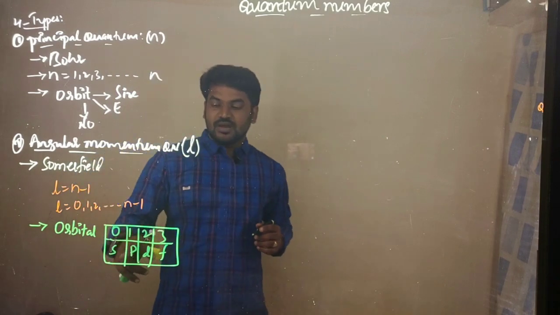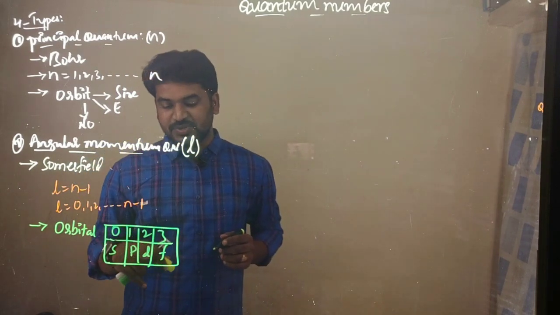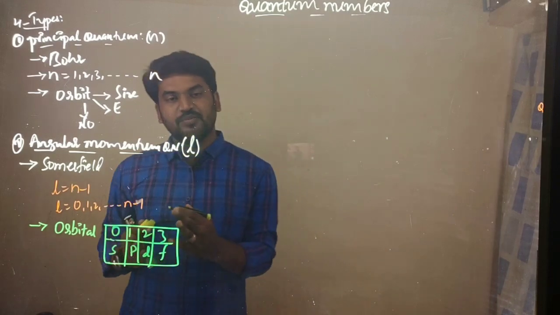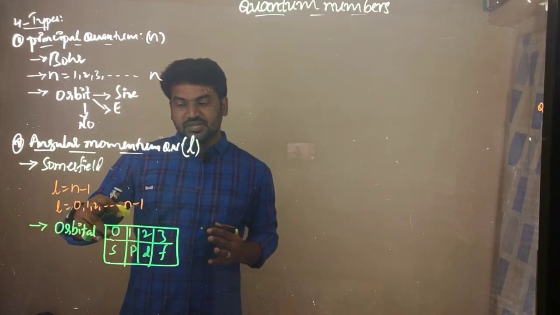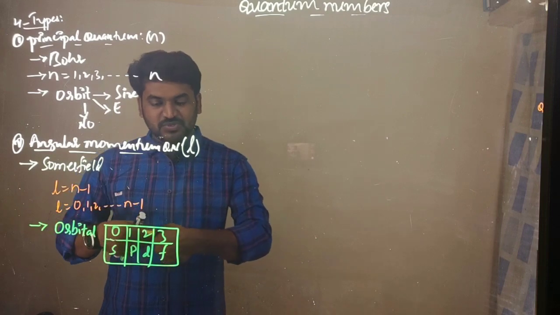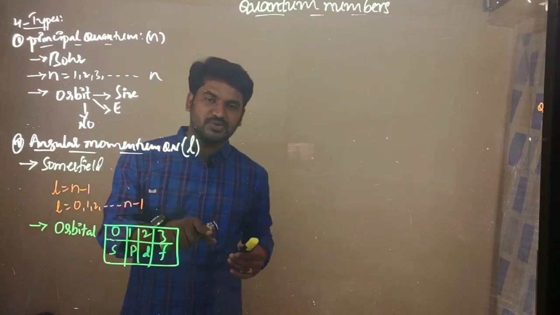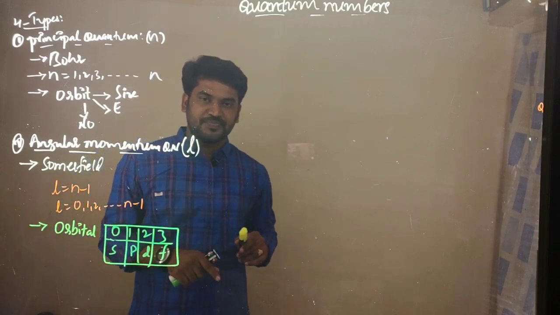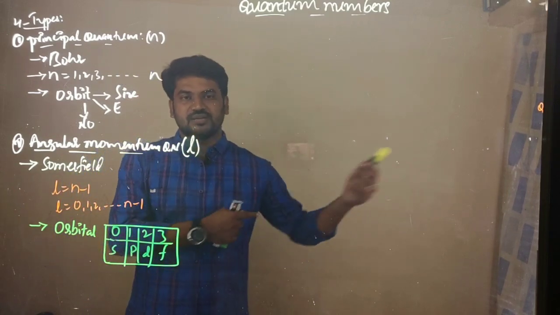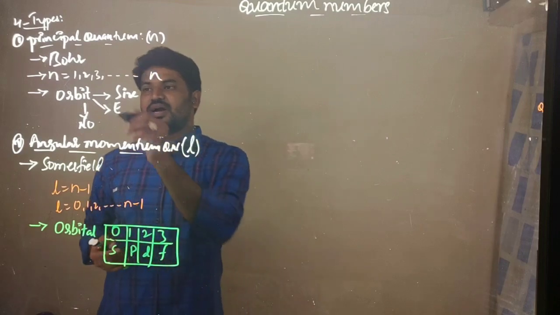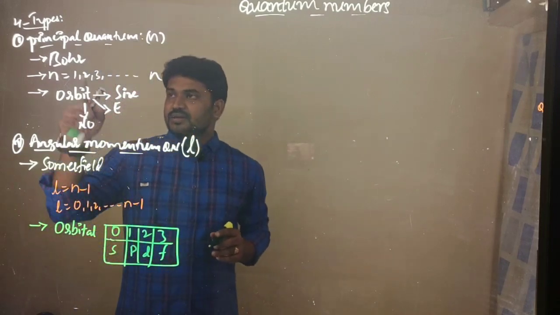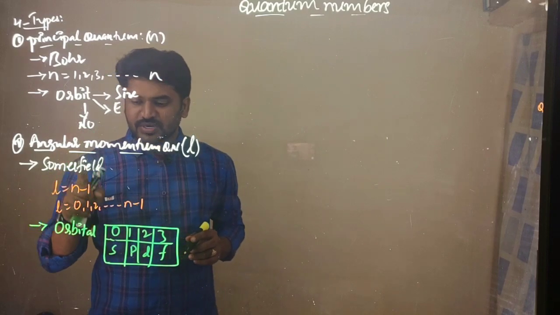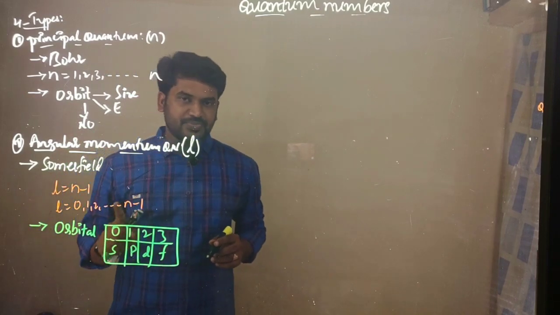That is, the orbital names we are giving, like S, P, D, F. How the orbitals are there, we will discuss further. Just to remember, the numbers start from 0, 1, 2, 3. The values are 0, 1, 2, 3, and the orbitals are S, P, D and F. Further, if you go, it goes to G and so on. Here, the principal quantum number gives the information about the orbit, and the angular momentum quantum number gives the information about the orbital.